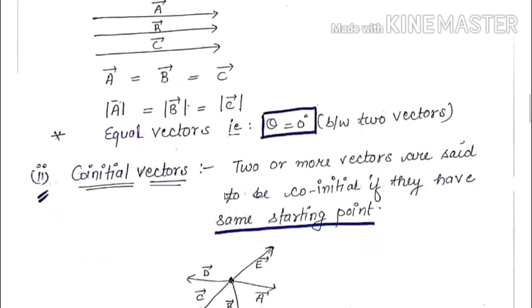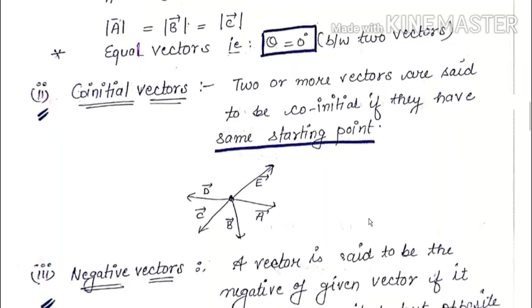Next is coinitial vectors. Two or more vectors are said to be coinitial if they have the same starting point. For example, vectors A, B, C, D and E all start from this point, let's say O. So these have the same initial point, the same starting point. That is why they are known as coinitial vectors.